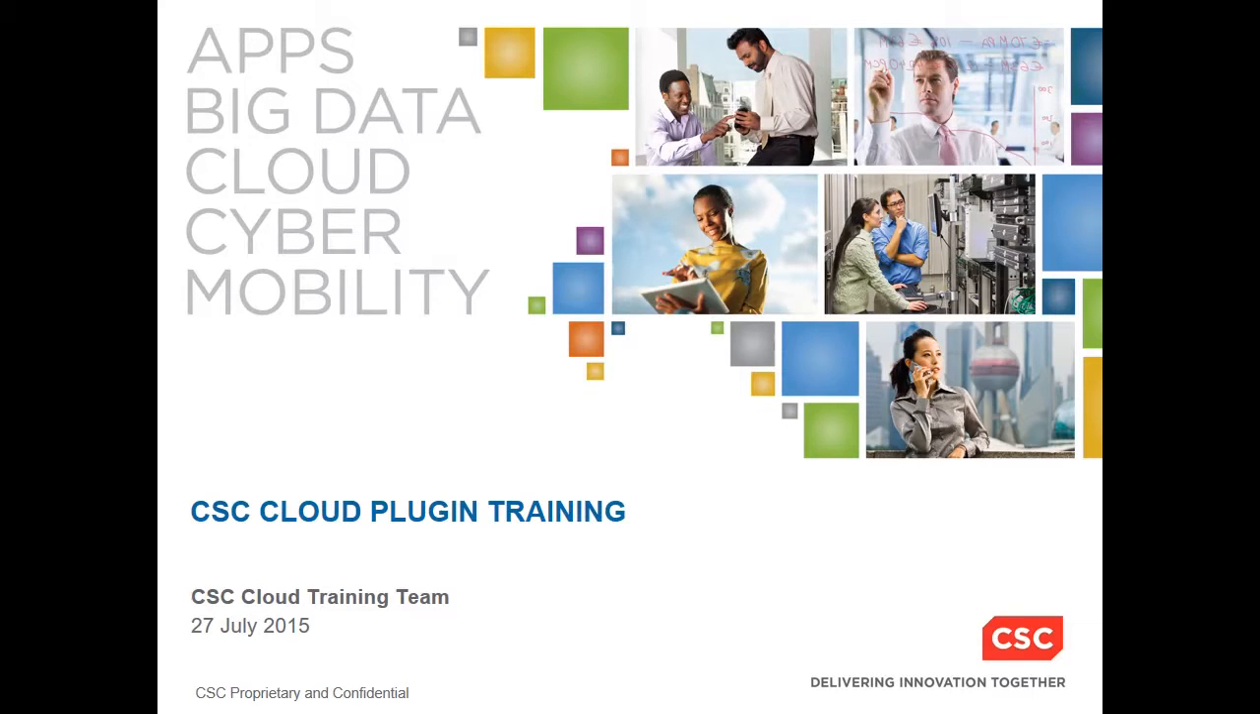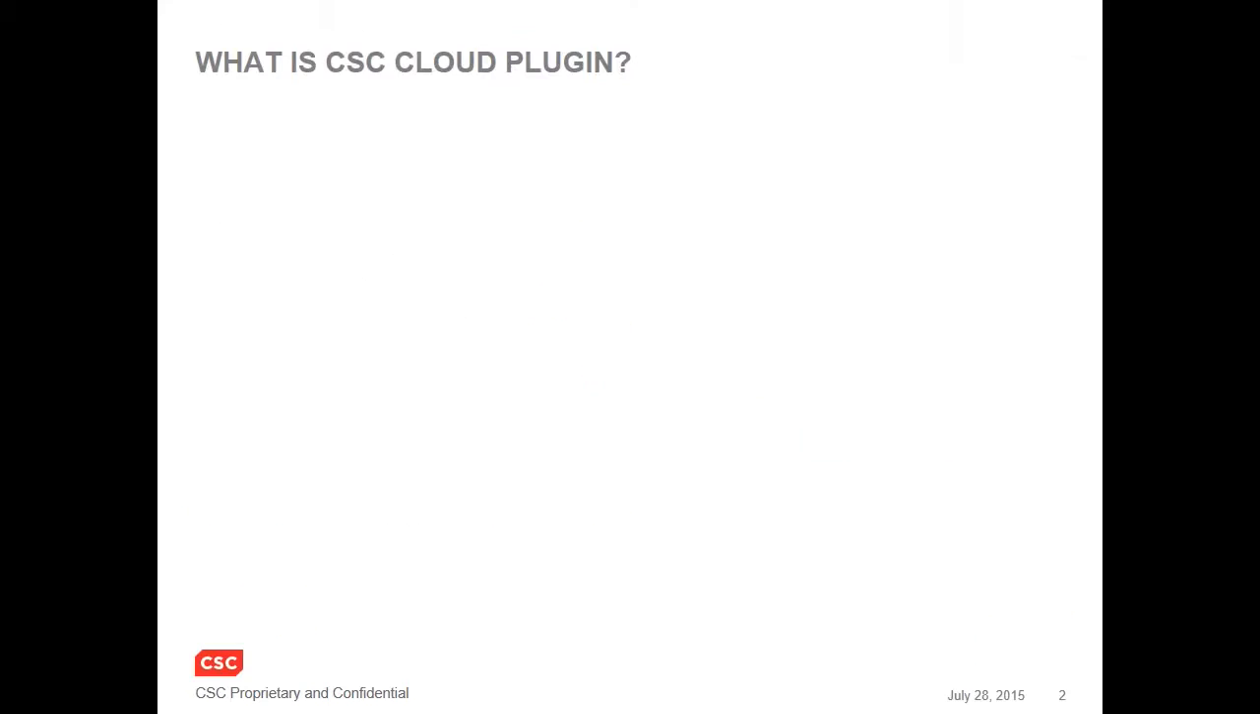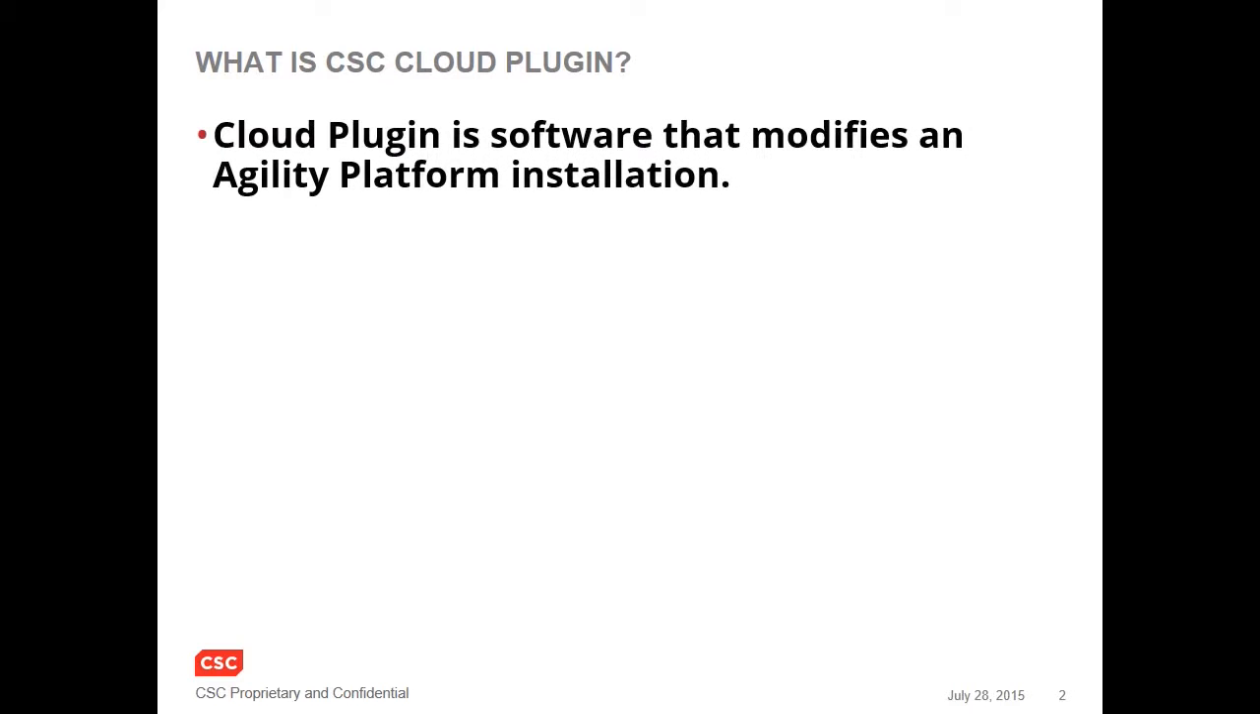The first thing we'll need to do is actually define what Cloud Plugin is. Many of you have probably seen information about it, probably have seen videos or heard talks about it, especially around the capabilities, but we need to make sure that we drive down and emphasize this first point, that Cloud Plugin is software that modifies an Agility Platform installation. That's it. What we do is add some software to an Agility Platform installation that gives us those capabilities. We should talk about what those capabilities are.